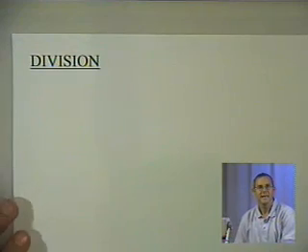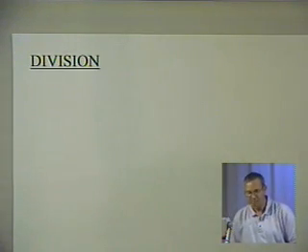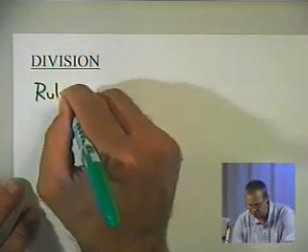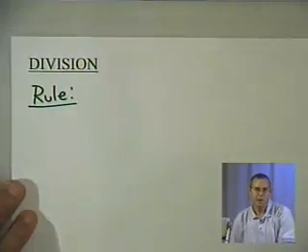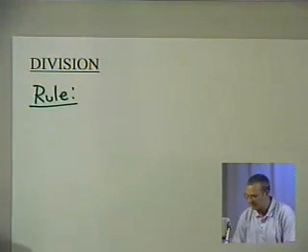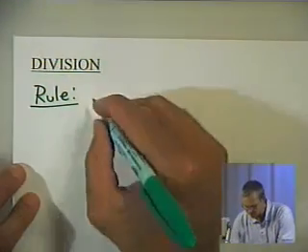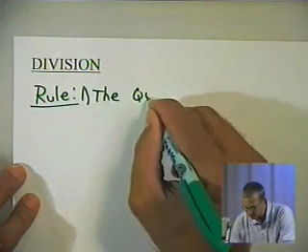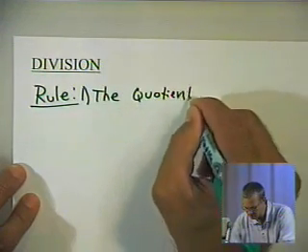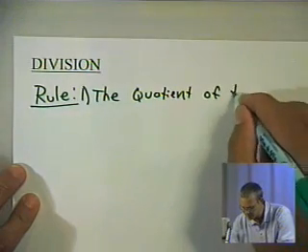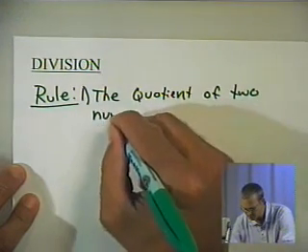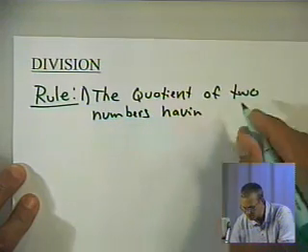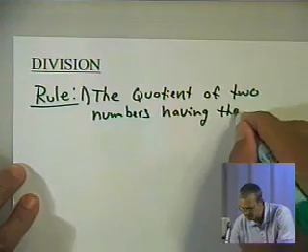Okay. The nice thing about division, it has the exact same properties as multiplication. So I'll go ahead and write out the two rules for division. Instead of product, when we talk about division, we're going to talk about the quotient. So one, the quotient of two numbers having the same sign, whether it be two negatives or two positives, is going to be positive.